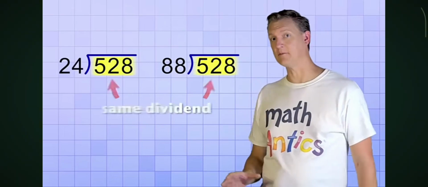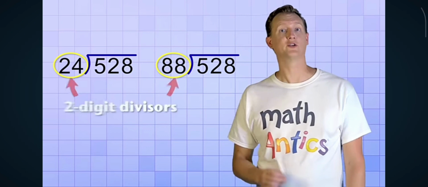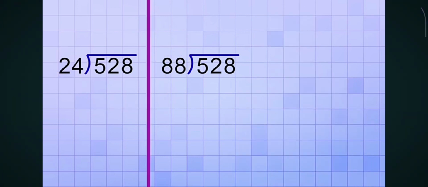Dividend as before, but 2 new divisors. And both of these are 2-digit divisors. In this first problem, we could start by asking how many 24s will fit into 5. But since our divisor now has 2 digits, we already know that no 1-digit chunk of the dividend will be big enough for that to divide into.